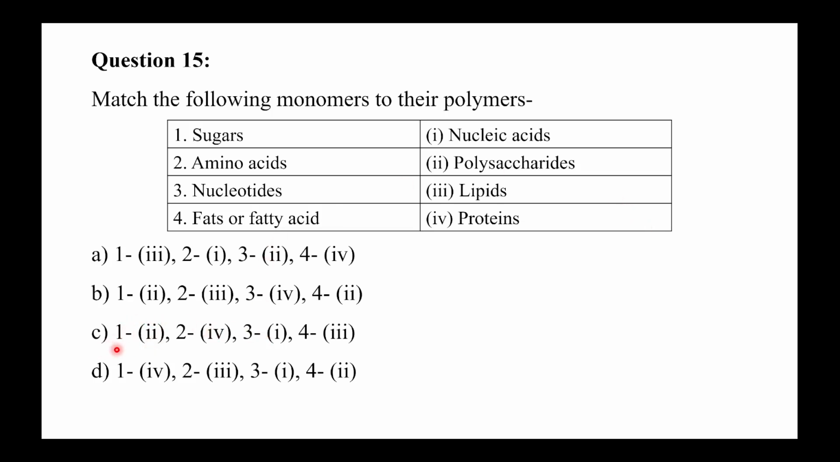Option C says first is matched with 2, sugars is matched with polysaccharides. That is correct. Polysaccharides are composed of sugars. Sugars are the monomers. And then second is matched with 4, amino acids with protein. That is also correct. Then third is matched with 1, nucleotides, nucleic acids. That is also correct. So nucleotides form the nucleic acids. And fourth is with 3, that is fats or fatty acids. They are the building blocks for lipids. So option C is the correct answer.